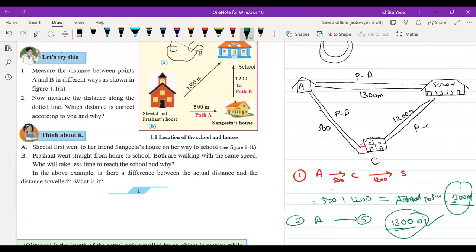This shortest distance is called displacement. Understood? Any doubt? No. So the total path covered, or the actual path traveled by an object from initial to final position, is called distance. But the shortest distance between the initial and final point is called displacement. Understood now?